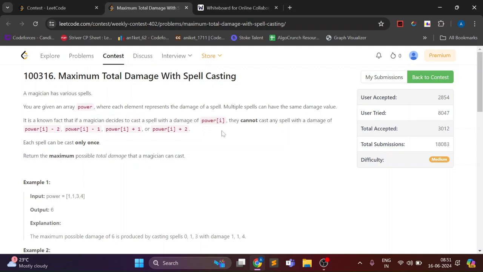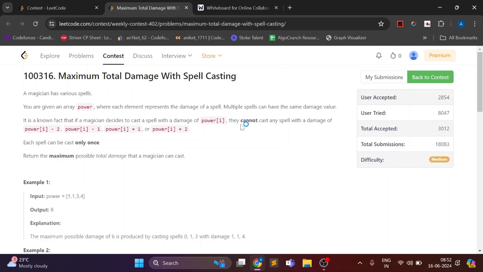There is a fact that if the magician casts a spell with damage power[i], they cannot cast a spell of power[i] minus 2, power[i] minus 1, power[i] plus 1, and power[i] plus 2. So if the magician casts a spell with damage value 8, it cannot cast spells with damage value 6, 7, 9, 10, but it can cast multiple 8s.